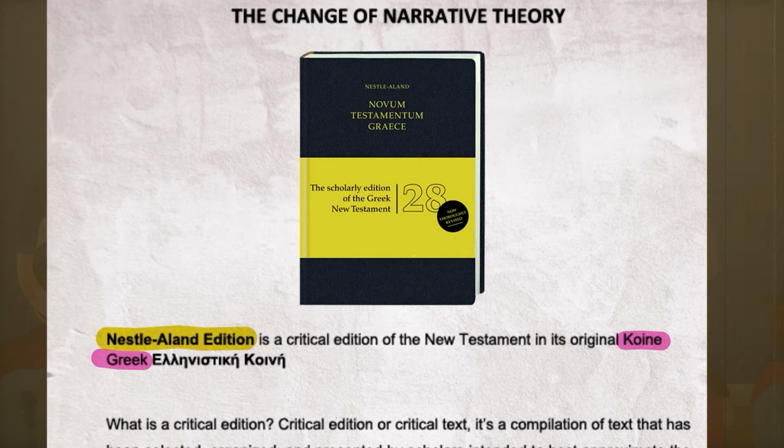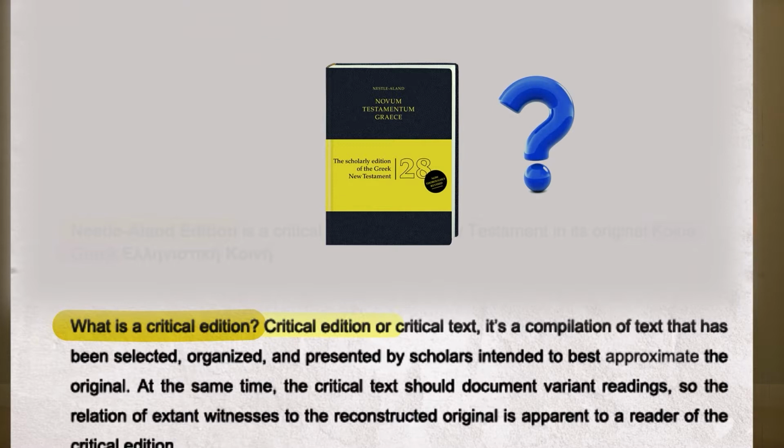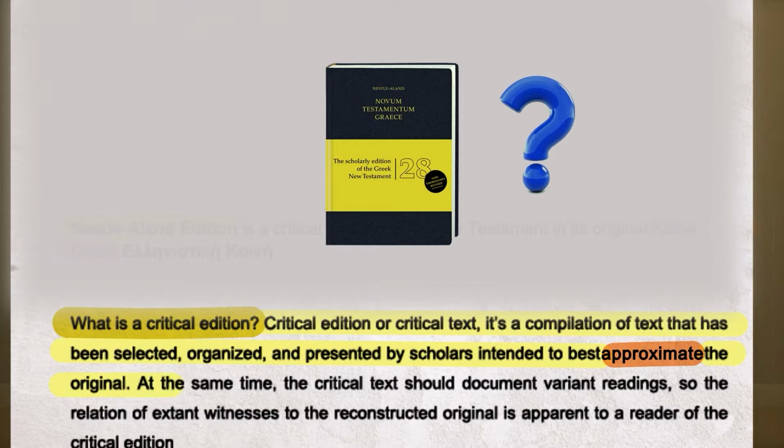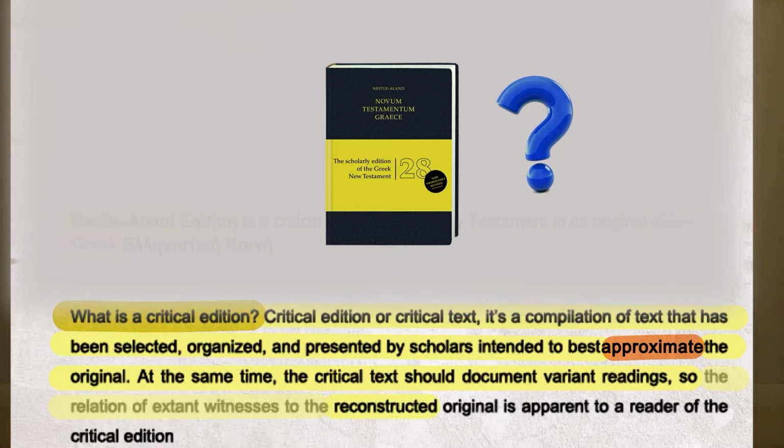What is a critical edition? Critical edition or critical text is a compilation of text that has been selected, organized, and presented by scholars intended to best approximate the original. At the same time, the critical text should document variant readings so that the reconstructed original is apparent to a reader of the critical edition.